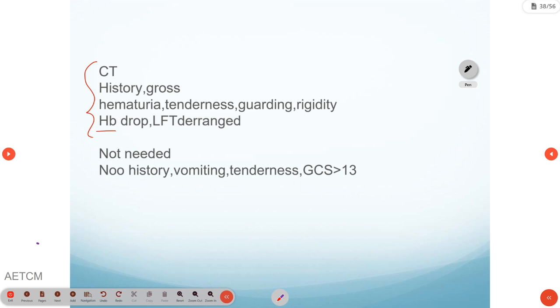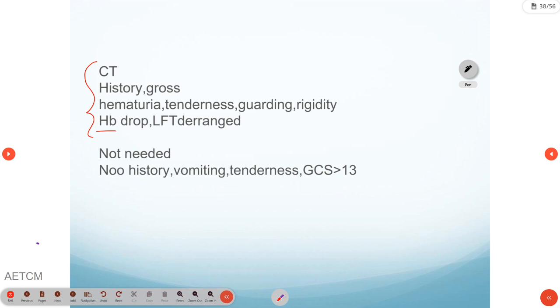And if the history is not a clear-cut indication for a CT, if there is no tenderness, no guarding, no vomiting, if the child's GCS is more than 13 and she can give a clear-cut history that there is no abdominal pain, no bruises, nothing indicative, then there is no indication for doing a CT. We just need to observe the patient and do serial monitoring of HB so that we know there is no intraperitoneal bleeding.